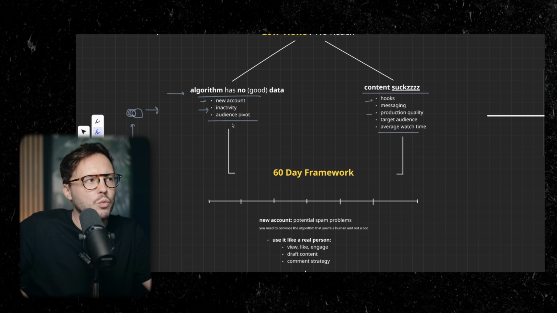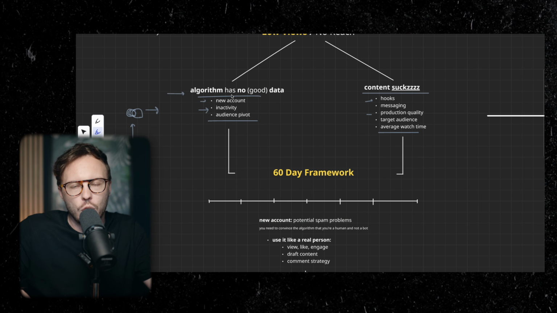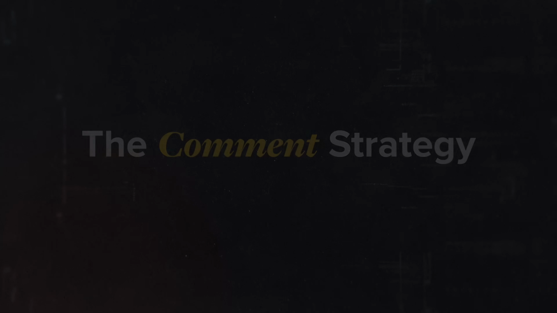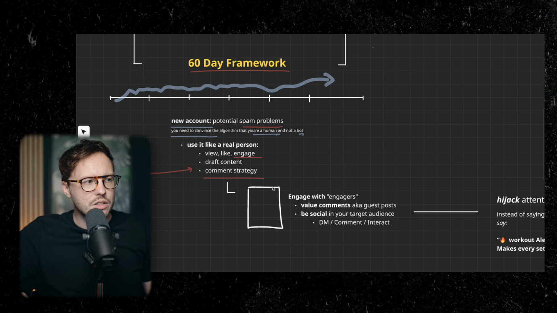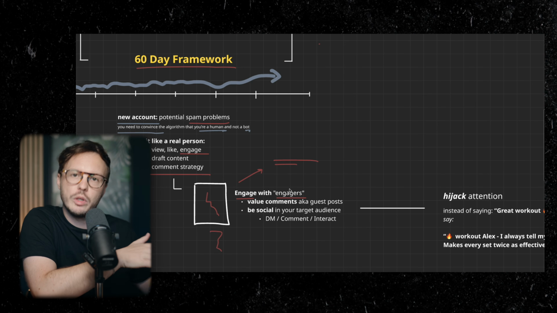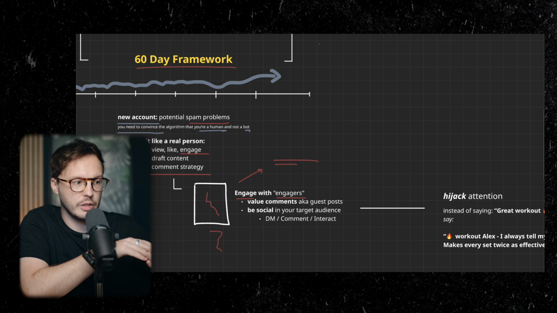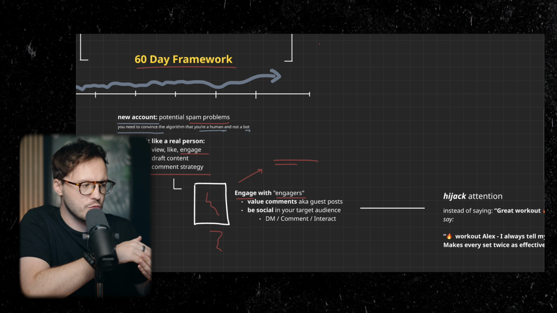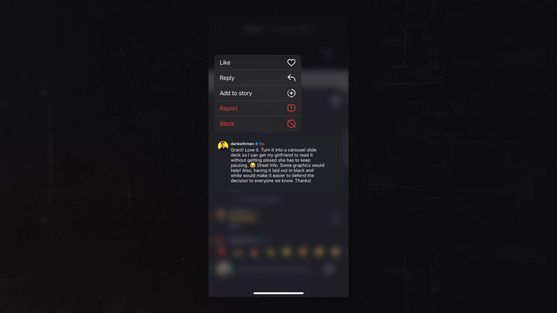Let's begin with what most creators are struggling with: the algorithm has no good data on your account, which means you don't get any views, sales, or leads to begin with. For that, we have what I call the comment strategy, where you leave value comments under emerging posts that are doing well right now. This works so well because people nowadays watch a reel and, while they watch it, scroll through the comments and read what other people have to say. Almost nobody uses this strategy effectively.